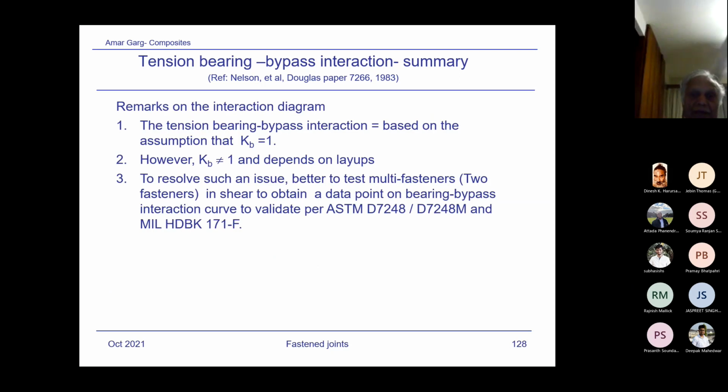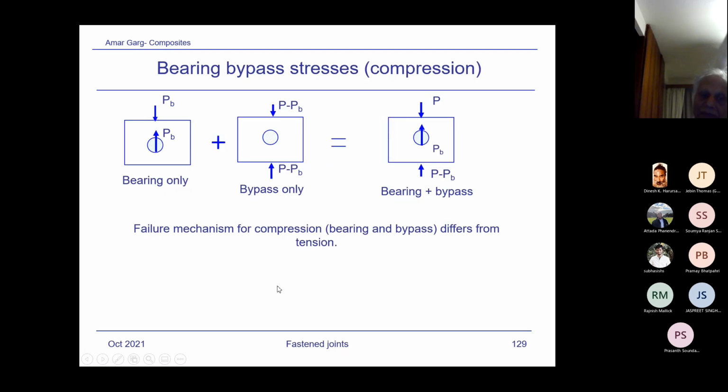Now, instead of the single fastener, I've just put some comments here. Tension bearing bypass interaction is based on the assumption that KB equals 1. However, KB is not equal to 1; it depends on the layup and is usually less than 1. To resolve such an issue, it is better to test multi-fastener, two fasteners, in shear to obtain a data point on the bearing bypass interaction and validate it. So I've shown here the two fasteners interaction.